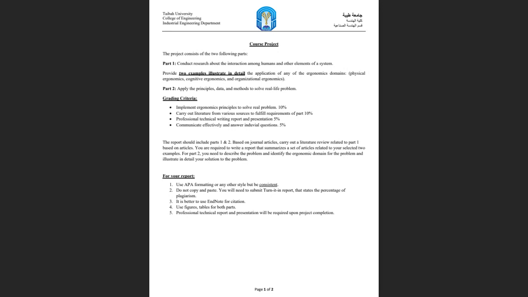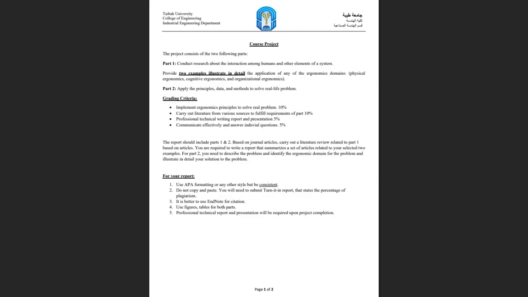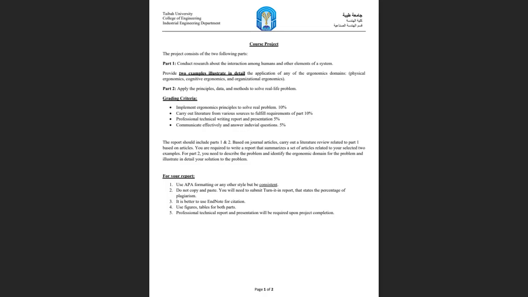5% at the end will be individual. The last one is individual, not teamwork. So how you communicate effectively and answer the individual questions that will be during the presentation. How is your delivery? You were professional, formal during the presentation, and you answer the individual question directed to you. So the last criteria of the grading is individual, and the remaining 3 are teamwork. So the total grade here is 30% of your course grade.